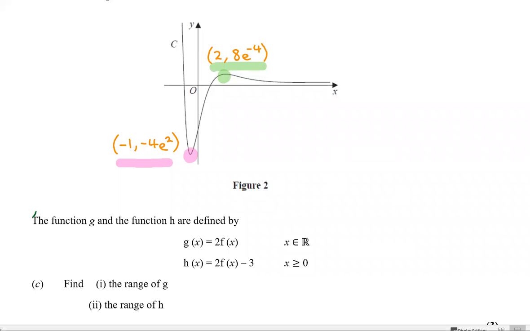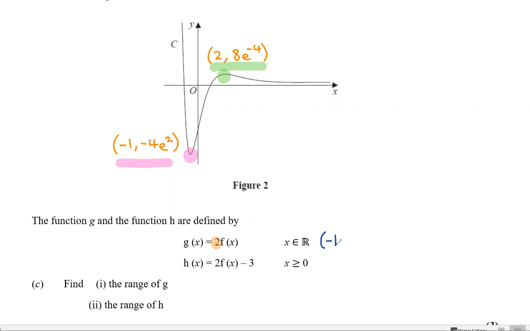Now, for the last part of the question, we have to find the range of two functions which are transformations of our original function f. Now, looking at the first function g, it's equal to 2f of x. You'll notice that the 2 is on the outside of the function, which means it's only affecting the y coordinates. Okay, so there's nothing happening in the x direction. All the action is in the y direction. So we could probably write down the stationary points here for g. Now, again, nothing's happening in the x direction.